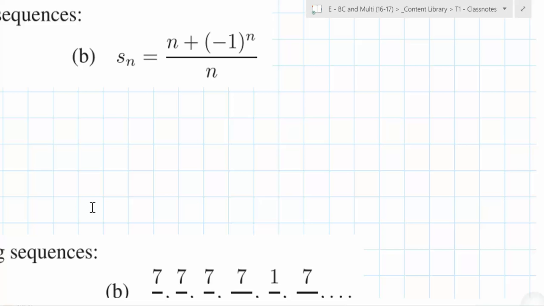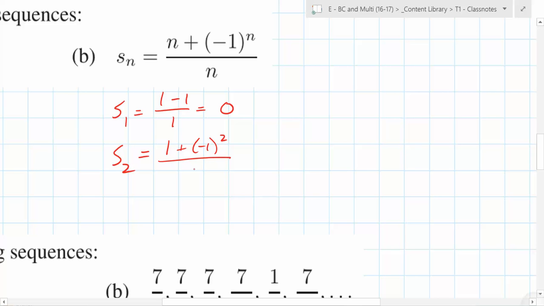If you plug in 1, what is it going to be? 0. Yeah, S1 is going to be 1 minus 1 over 1, so it's 0. What's S2 going to be? 1 plus negative 1 squared over 1... Oh, 2. Excuse me, what did I plug in there? Did I plug in the right number? No, I didn't. So it's going to be 2 plus negative 1 squared all over 2. So what is that going to be? 3 over 2.